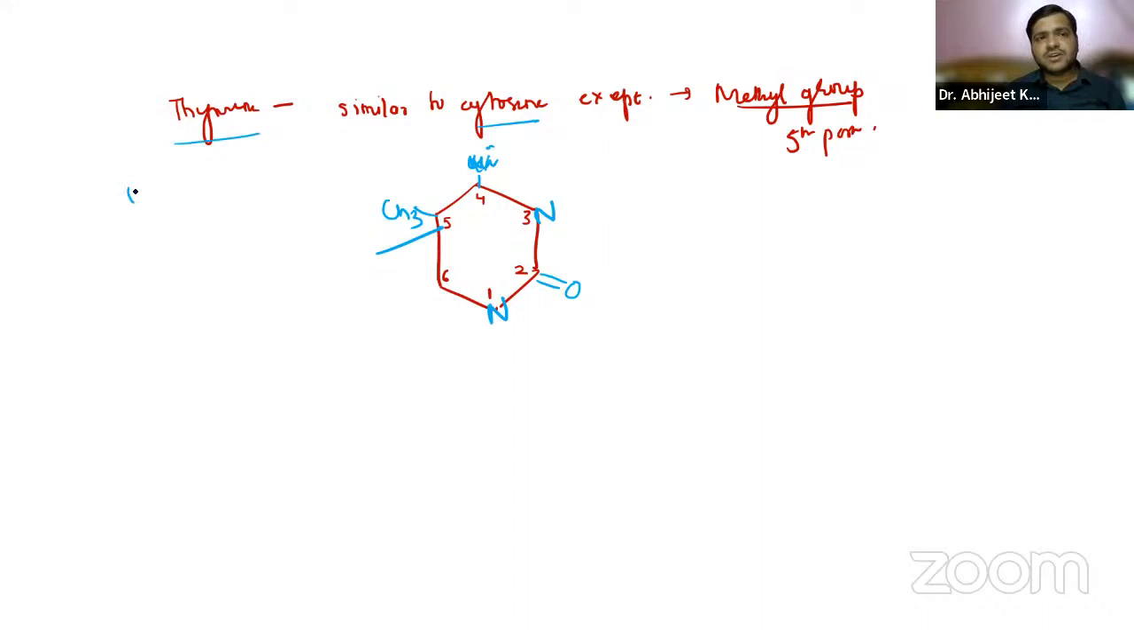Uracil is basically similar to thymine but lacks the methyl group at the fifth position. Okay, uracil lacks the CH3 group at the fifth position, right?